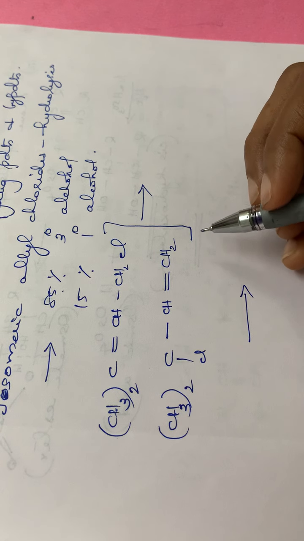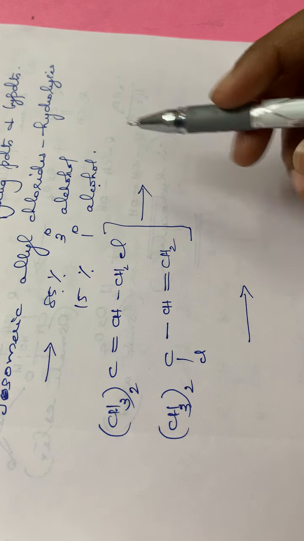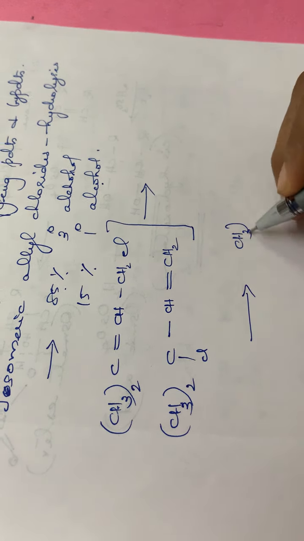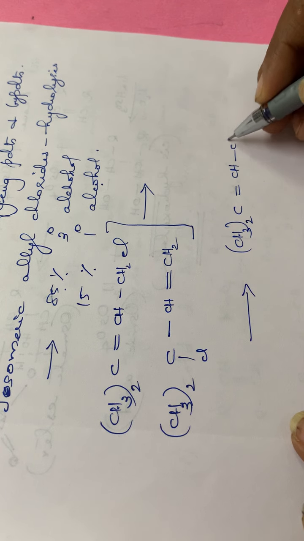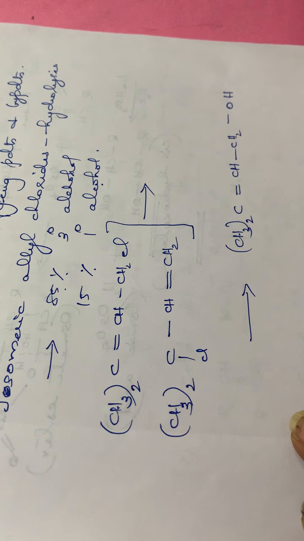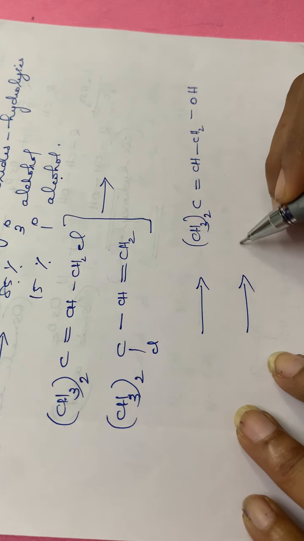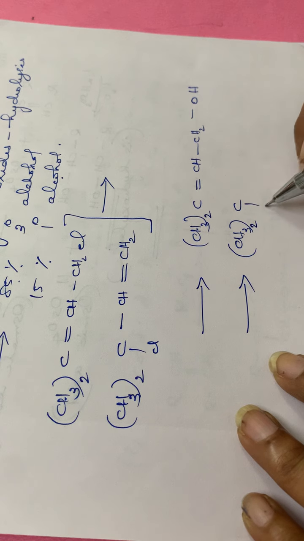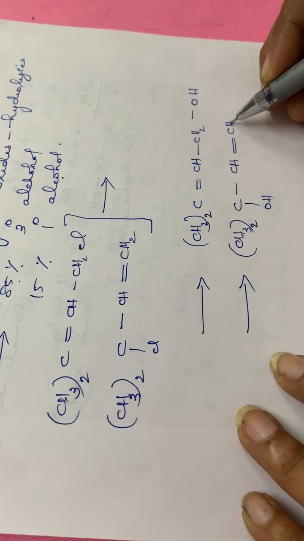It's a tertiary 85%, primary 15% alcohol, isn't it? So the first one will be, from this one, (CH3)2C=CH-CH2Cl, what happens is the chlorine atom will be replaced by an OH group. Okay, so this is one product, and again in this case the product will be (CH3)2C, this chlorine atom will be replaced by OH, single bond CH=CH2.